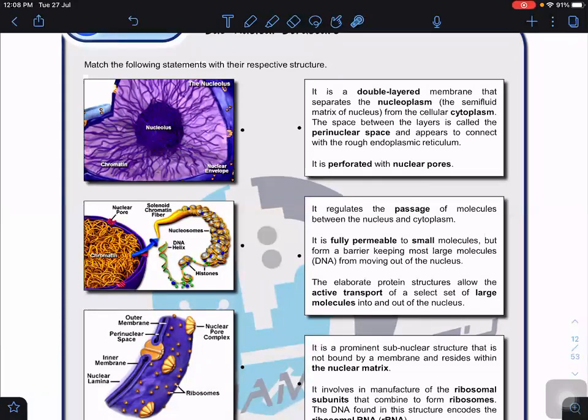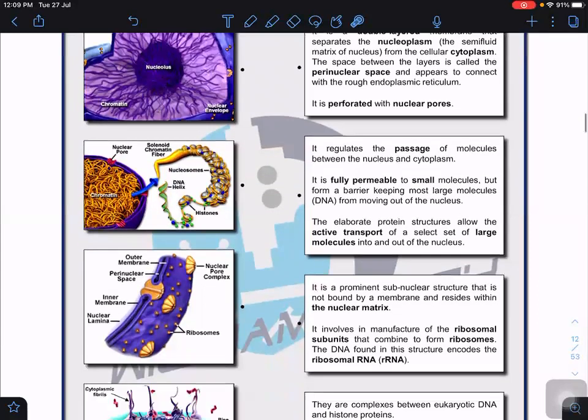This ribosomal RNA later moves out from the nucleus into the cytoplasm and combines with proteins to form the complete ribosome, which we'll discuss in later subtopics. So this is the function of the nucleolus. In our syllabus, you can write either way: involved in the synthesis of rRNA, or involved in the synthesis of ribosome. Both are correct.